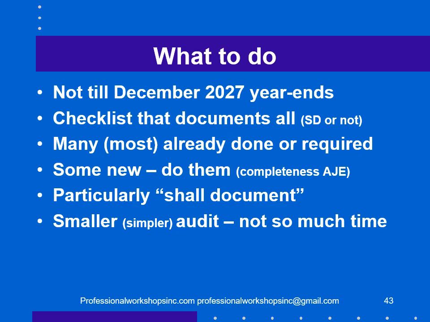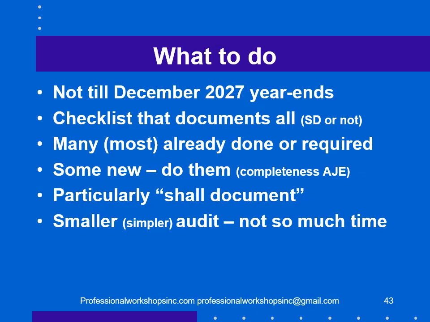There are some new things. Do them. Consider the completeness of adjusting journal entries. You need a checklist step. Do it. Particularly do the shall document items. And in a smaller, simpler audit, we're going to have to complete the checklist, but I don't think it's going to add much additional time.